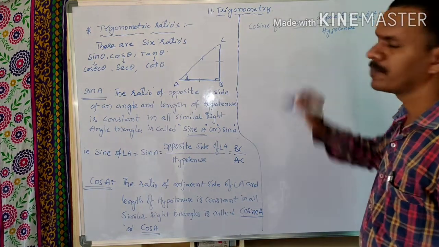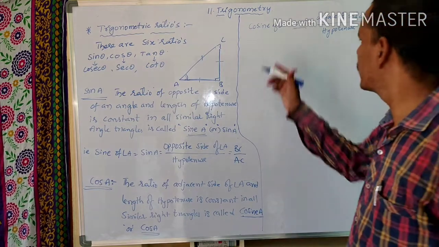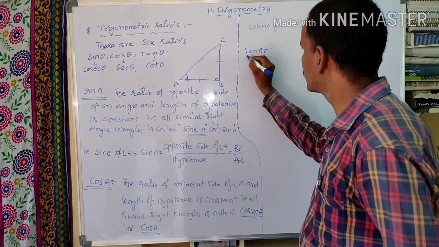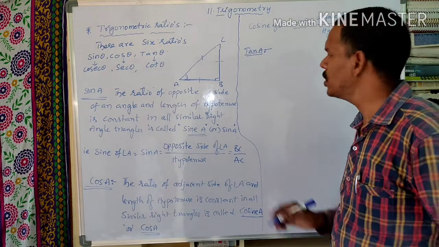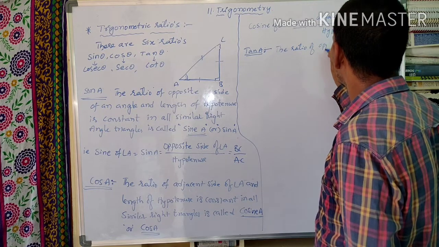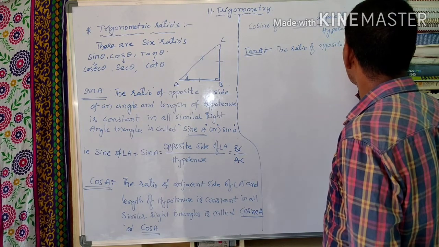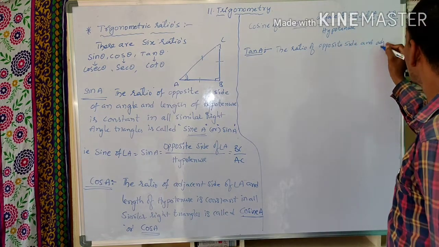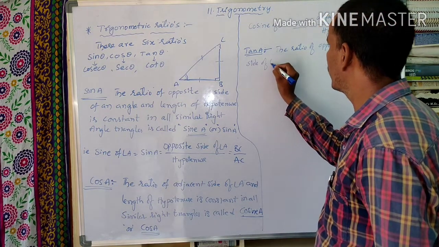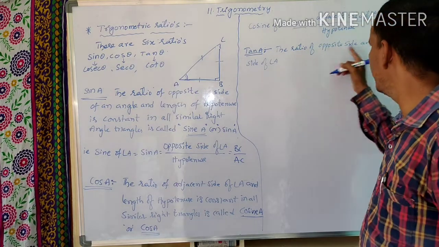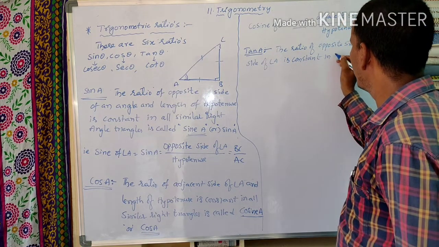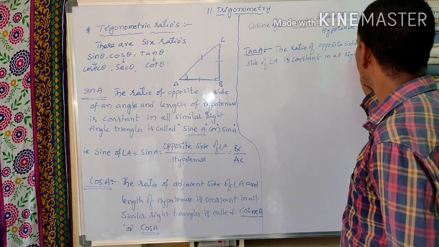It is cos A. And the next one is tangent A or tan A. The third one is tan A. So tan A is nothing but the ratio of the opposite side and adjacent side of angle A, which is constant in all right angle triangles.